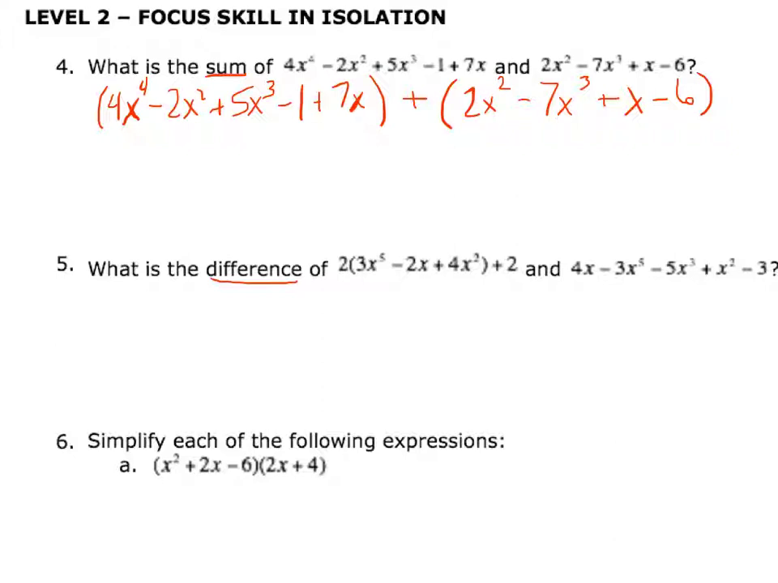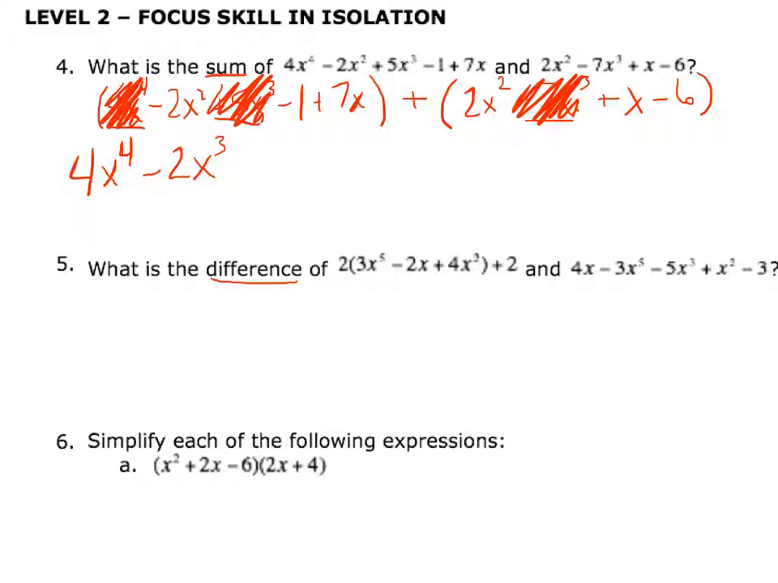Alright, now we're going to go ahead and look for the biggest exponent of x. This is a good way to organize your work. The biggest exponent here is 4x to the 4th. So 4x to the 4th is the only power that's to the 4th power. So 4x to the 4th stands on its own, isn't combined with anything. Alright, let's look for the next highest power, and that's going to be this guy right here. Positive 5x to the 3rd and negative 7x to the 3rd is minus 2x to the 3rd. 5 minus 7 is negative 2.